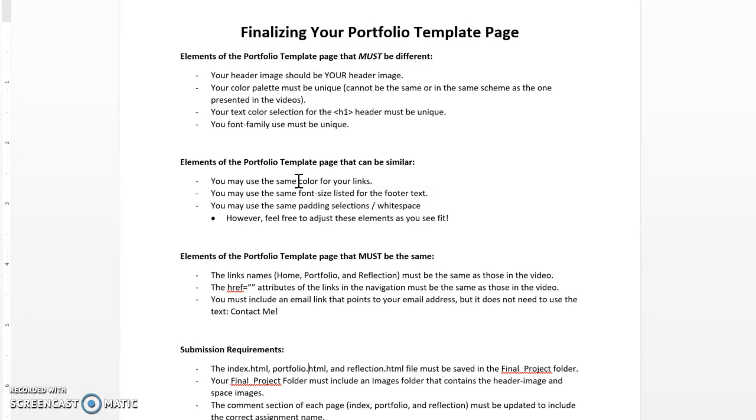That's your choice. Okay, parts of the portfolio that must be the same. Must be the same, okay? The link names, all of the links on your pages must use the names home, portfolio, and reflection. Okay, the href attributes to each of those links must be identical to what I wrote, because that's how all the links work appropriately, is that you name them exactly the same way I named them.